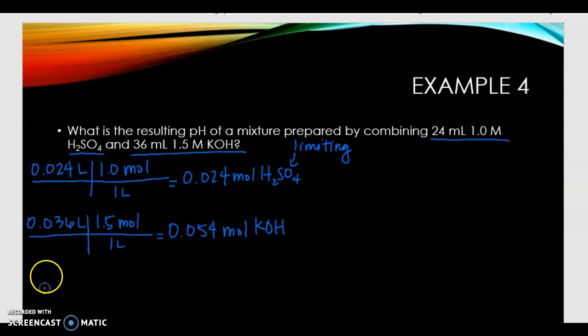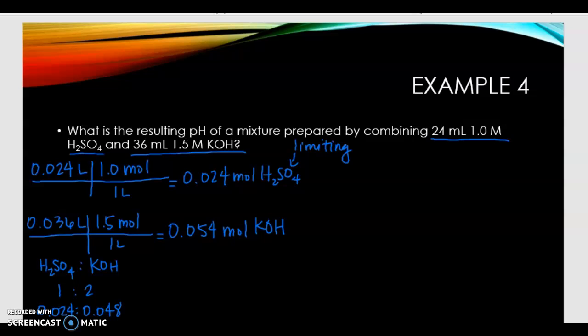So for every 1 mole of H2SO4, I have 2 moles of KOH. I did not want to put that 2 on there. Let me get rid of it real quick. All right. For every 1, I have 2. So for every 0.024, I need to use the 2 to be able to neutralize our KOH. I'm going to be using 0.048 moles of KOH in this situation, which means that 0.048 moles of KOH is going to be used up.